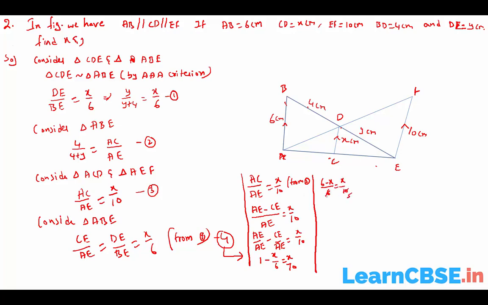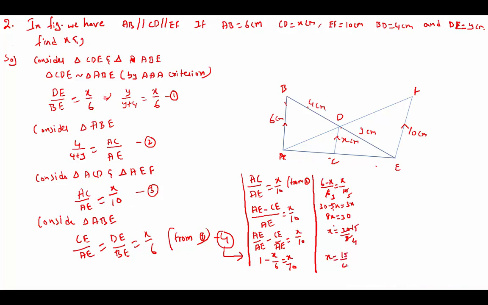2 5s, 2 3s, cross multiplication. 30 minus 5x equals to 3x. Bring minus 5x this side, you will get 8x equals to 30. Then x equals to 30 by 8, 2 15s, that means x equals to 15 by 4. Now substitute 15 by 4 here, in 1.